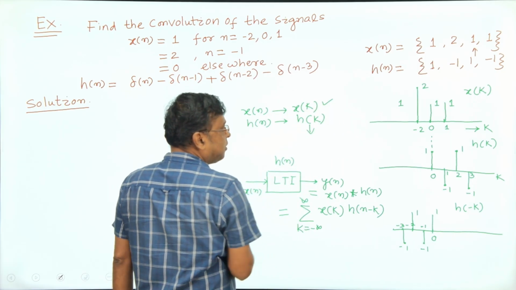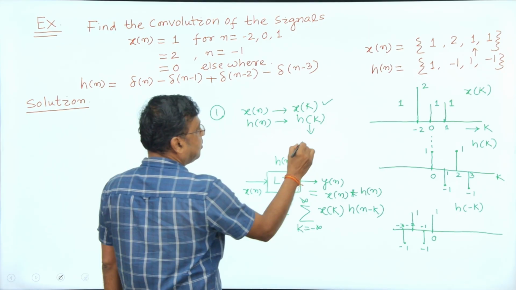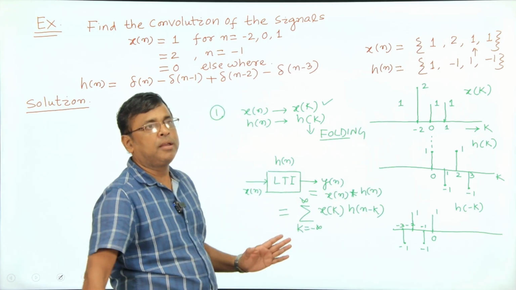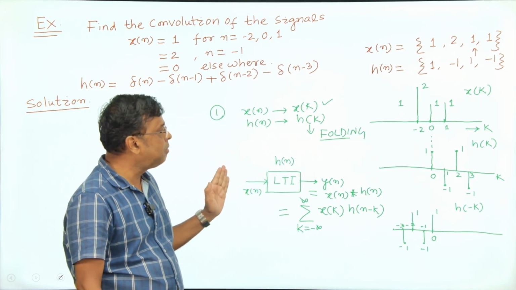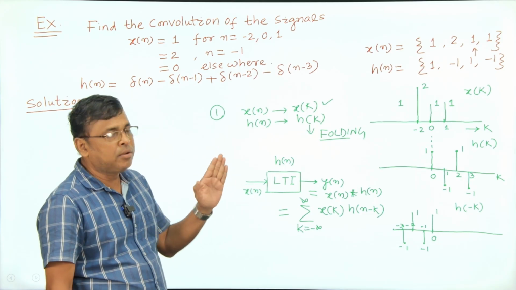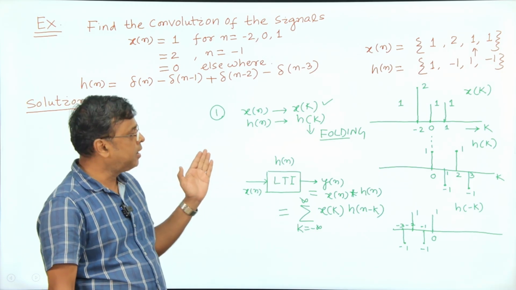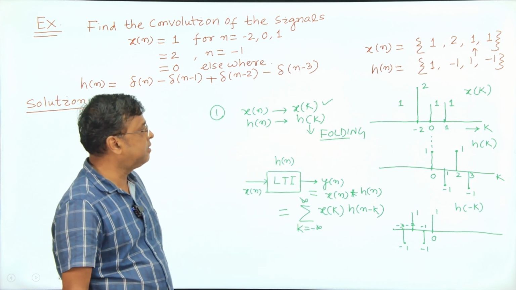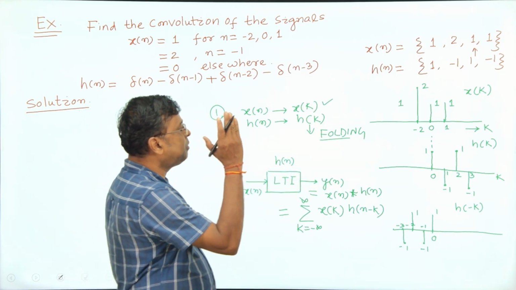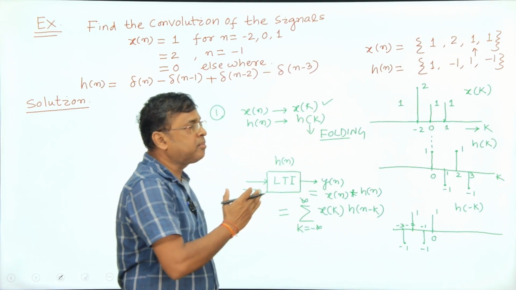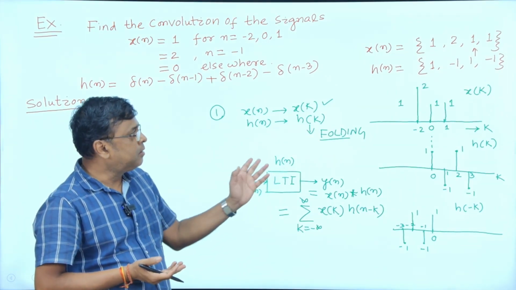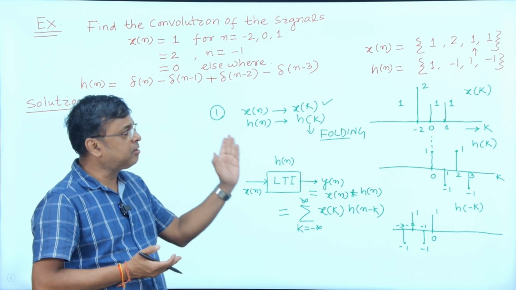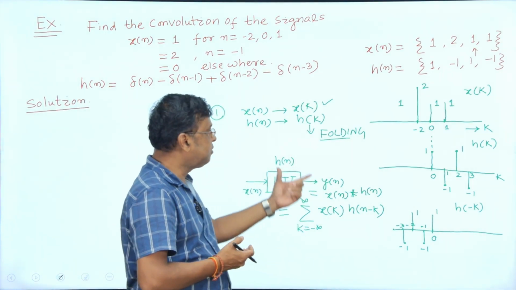Then for h of k, the first step is to fold h of k by means of the folding property. Folding means what? In the folding property, for h of k, the samples at successive values of k equal to 1, 2, 3 go to minus 1, minus 2, minus 3, and whatever is at k equal to minus 1, minus 2, minus 3 goes to k equal to 1, 2, 3. The sample at k equal to 0 stays fixed. This is all about your folding property. This is your step 1.